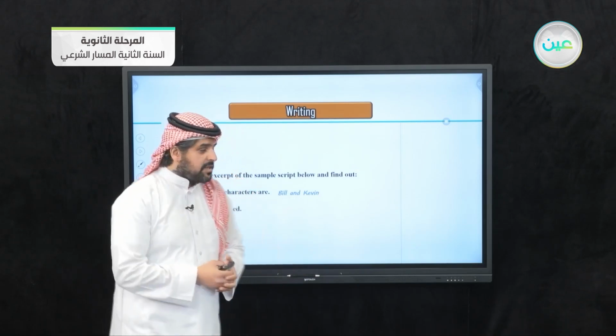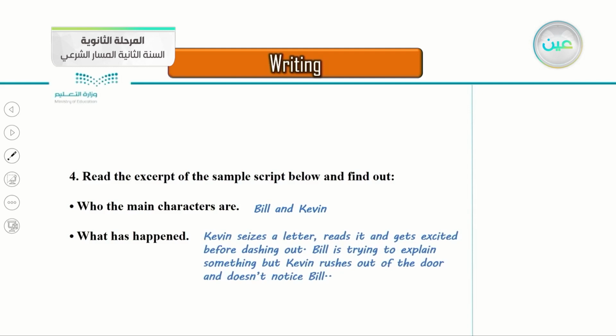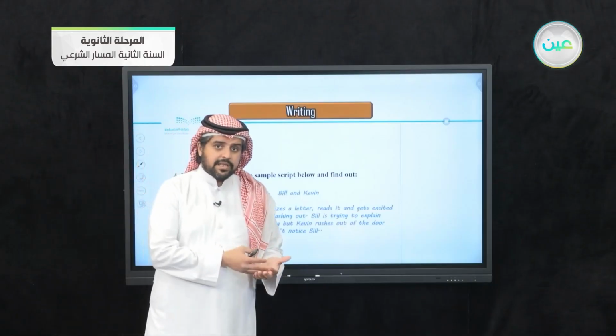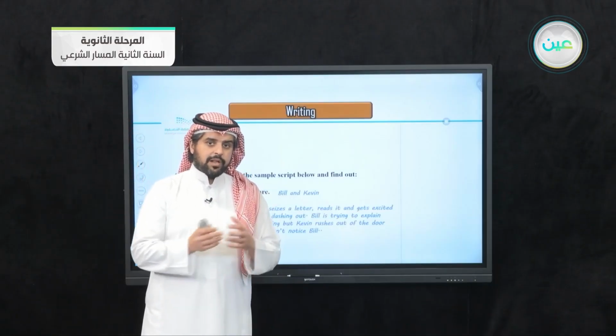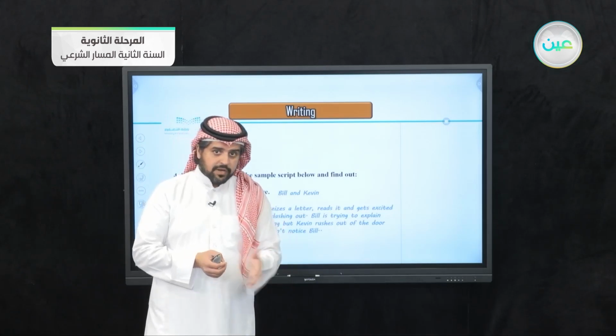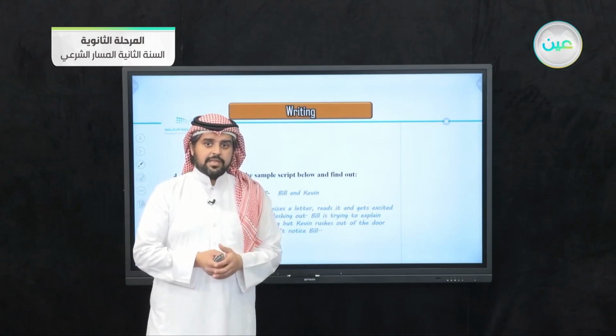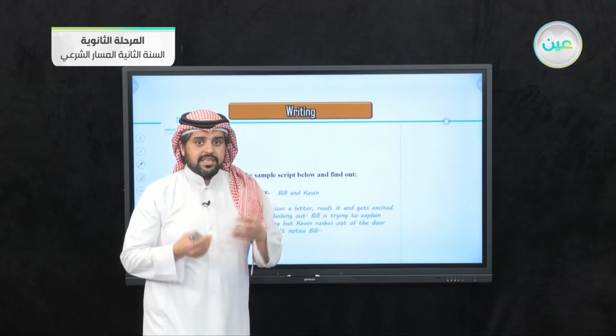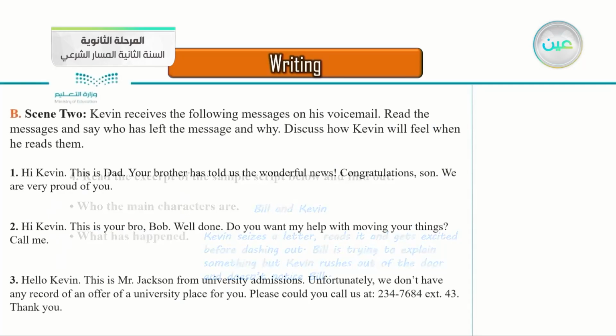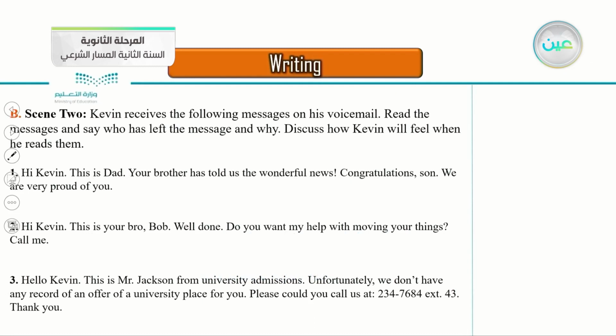So let's try to summarize it here. Kevin seizes a letter, reads it and gets excited before dashing out. Bill is trying to explain something, but Kevin rushes out of the door and doesn't notice Bill. So Kevin finds a letter. He thinks this is a letter from the university, while Bill is running after him and following the trail of confetti. He said this is not a real letter. It's just an advertisement.